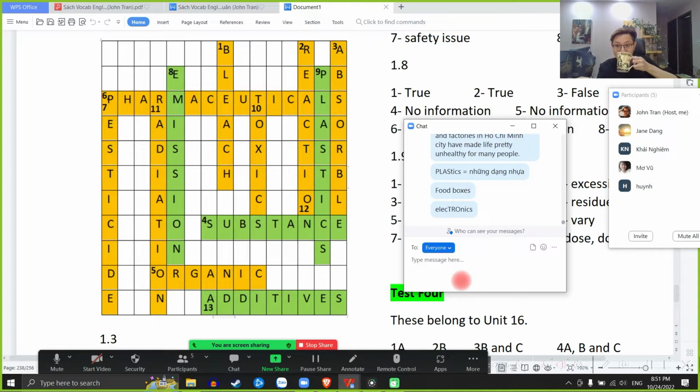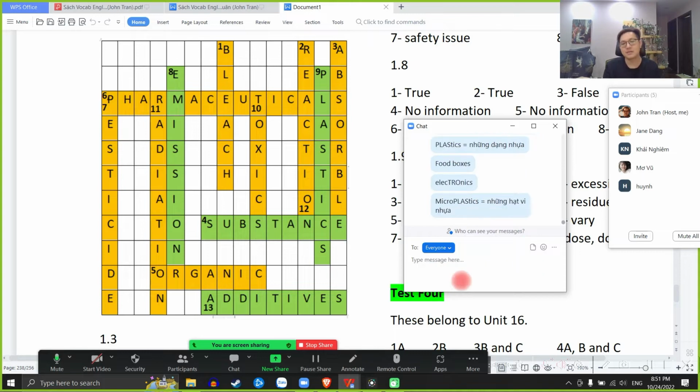Okay, number 10. Sorry? How to say hạt vi nhựa in English? V means very small, so it's microplastics. Những hạt vi nhựa là những cái loại nhựa mà cái kích thước mà hiển vi ấy, nhìn rất là nhỏ. So microplastics. Basically, plastic when we use, used plastics end up in landfills. Những bãi đổ rác, những bãi rác, landfills.